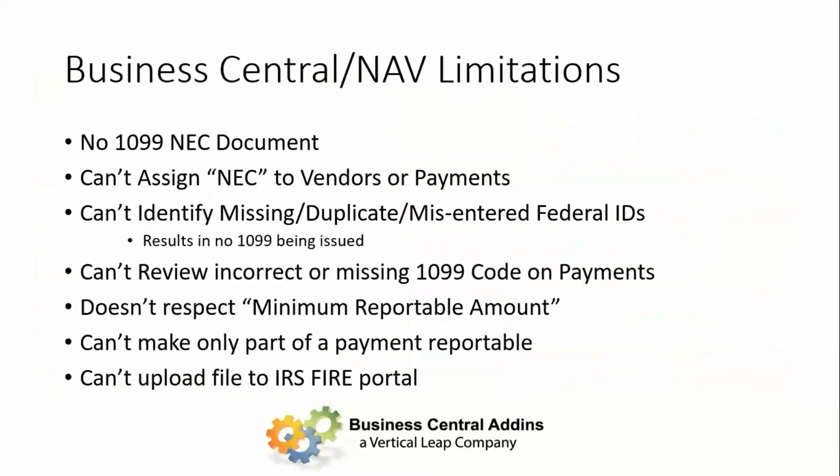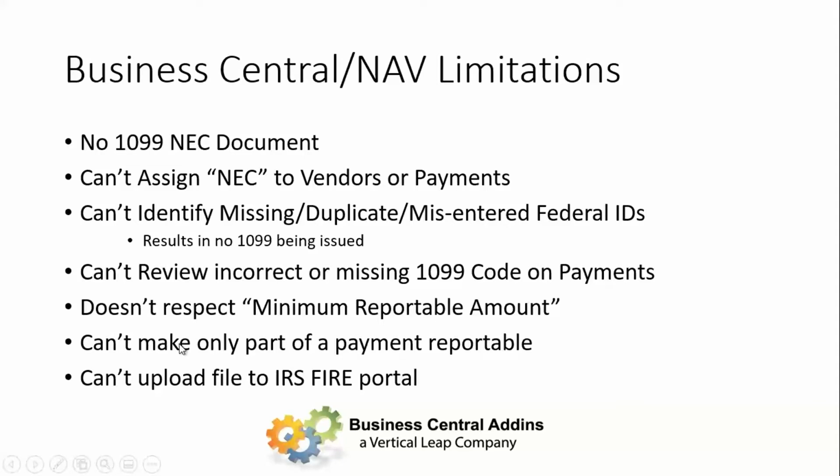Now, we found out actually in the new version, because I've installed the new version, I've installed the update in NAV 2018, it used to be that there was a minimum reportable amount, for example, for non-employee compensation of $600. It didn't matter what the amount was that you paid the vendor. If it was $100, $300, $500, or $1,000, even if it was below the 1099 minimum reportable amount, it would still print a 1099. Now, I believe that has been fixed in this latest release.